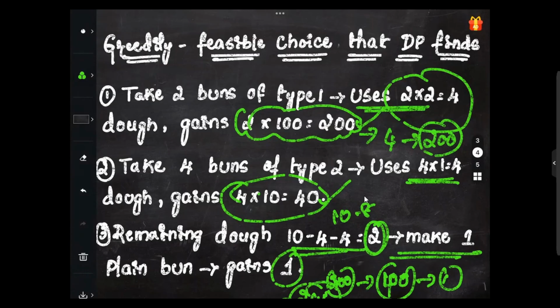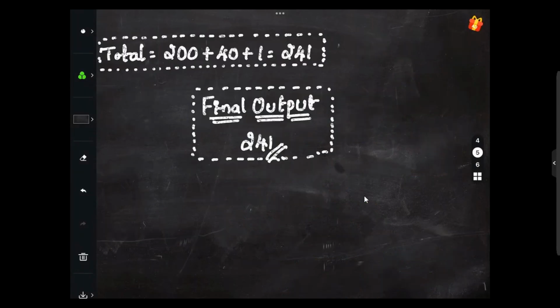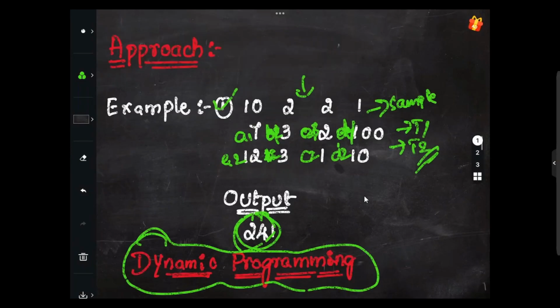Now we got the total. When we summed this up, we got 241. So the final output will be 241. The output that we got here is 241, which is equivalent to the output that they have mentioned for example 1 within the question. So our approach works absolutely correct here.